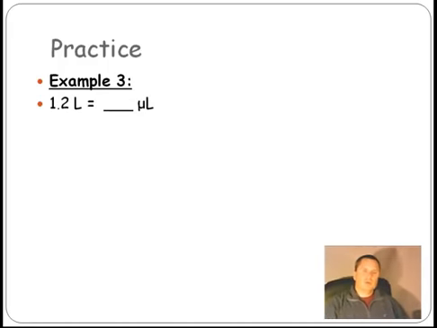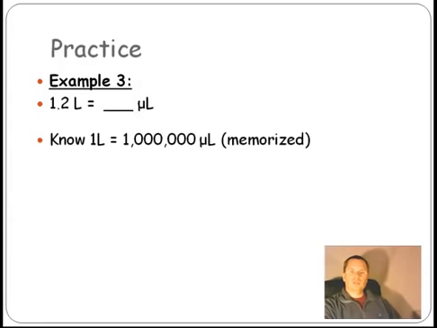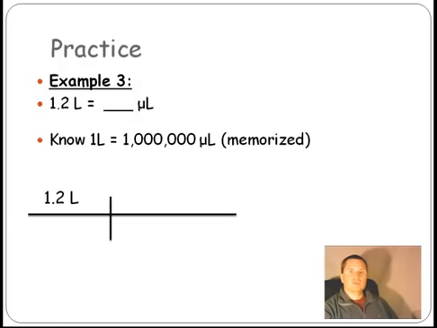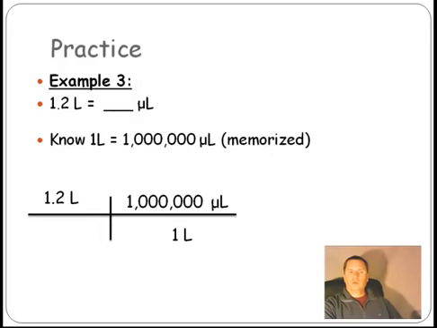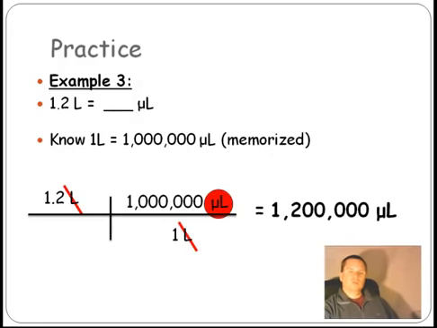Another one, same type thing, but we're using a bigger number. 1.2 liters going to microliters. Well, I know that in 1 liter there are 1 million microliters. This is from my memorized chart. So I set it up just like the previous one. 1.2 liters. Okay, I want to get rid of liters, so that's going to go on the bottom. 1 liter under 1 million microliters. 1.2 times 1 million equals, divided by 1. Okay, my liters cancel out. I'm left with microliters, and 1,200,000 microliters is my answer. Pretty simple. Okay, let's try another one, a little harder here.